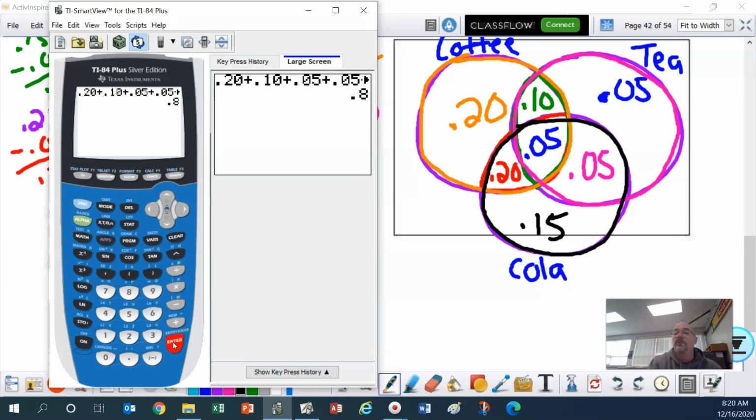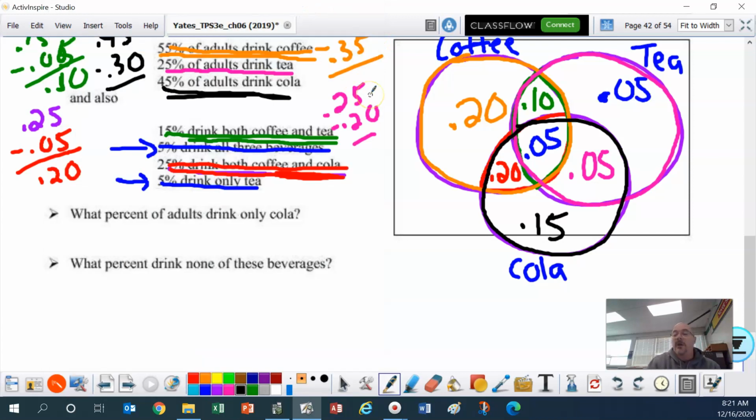Let's see, 20, 40, 50, 60, 70, 80. Yep, I believe so. So they add up to 80, right? Okay, they add up to 80. So what's left over? Okay, 0.20. So what percent drink only cola?